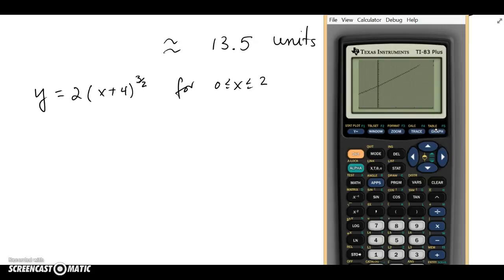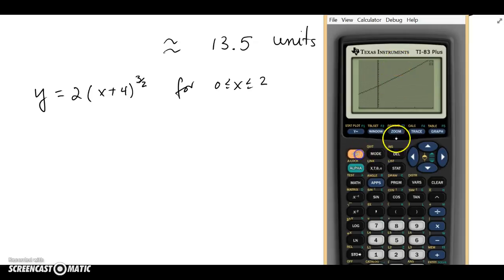So it looks quite linear. Between 0 and 2, we're interested in this length, and we're getting that length. There is some curvature involved, of course. That length is 13.5. Let's see if the 13.5 makes sense.